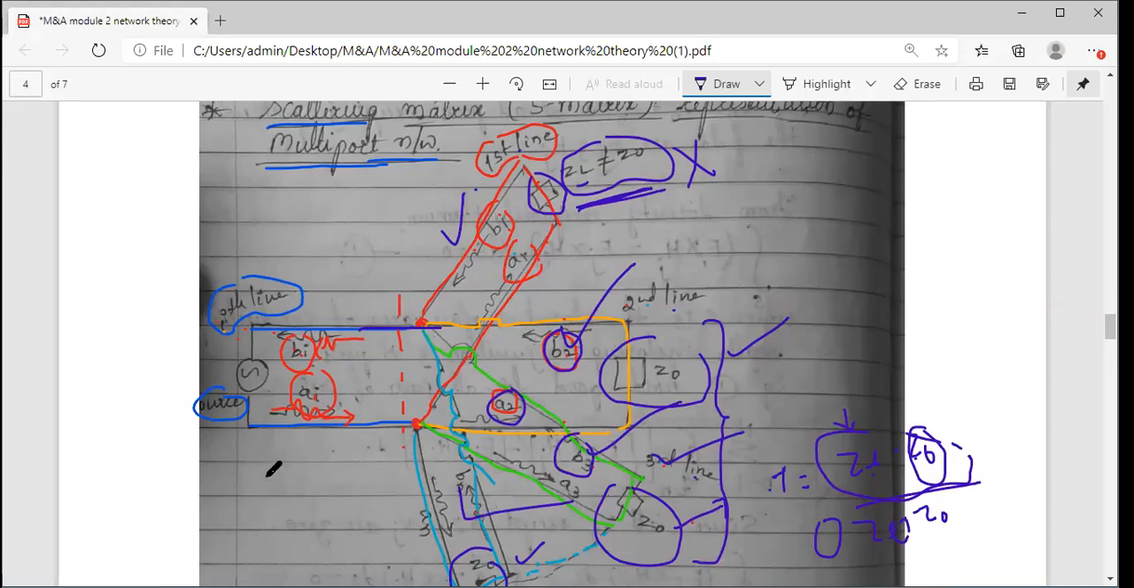Okay, so what we will do, for a multi-port network, if we want to take a matrix, what do you mean by a matrix?